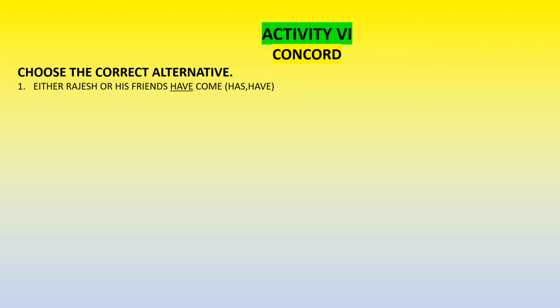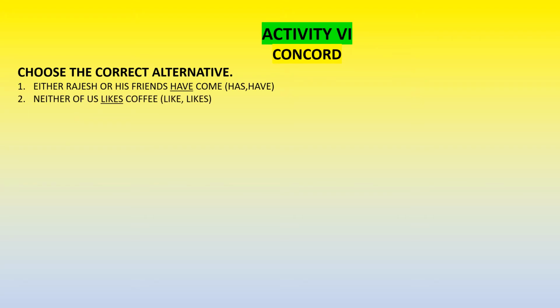Remember here, either Rajesh or his friends has come is given in your textbook. Remember, either-or is a compound conjunction. Either Rajesh is one part of the subject, and after another element, either-or his friends. You see, Rajesh is singular, friends is plural. So the subject is his friends, not Rajesh. So friends is plural, and the plural verb have is the correct one. Has is wrong. Let us go to the second sentence.